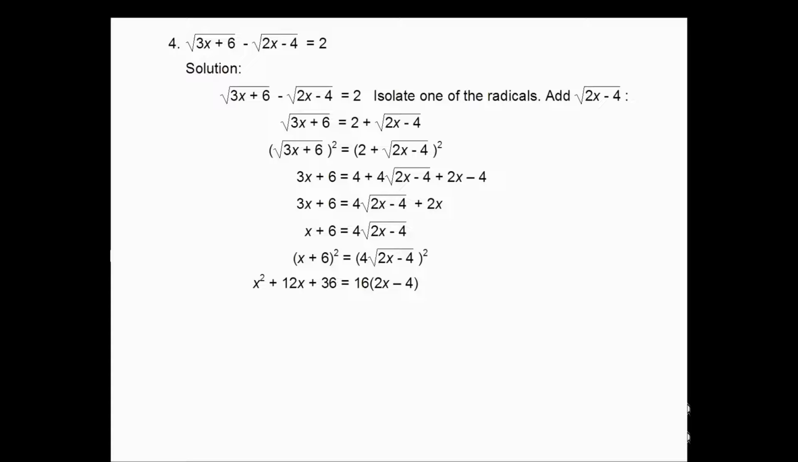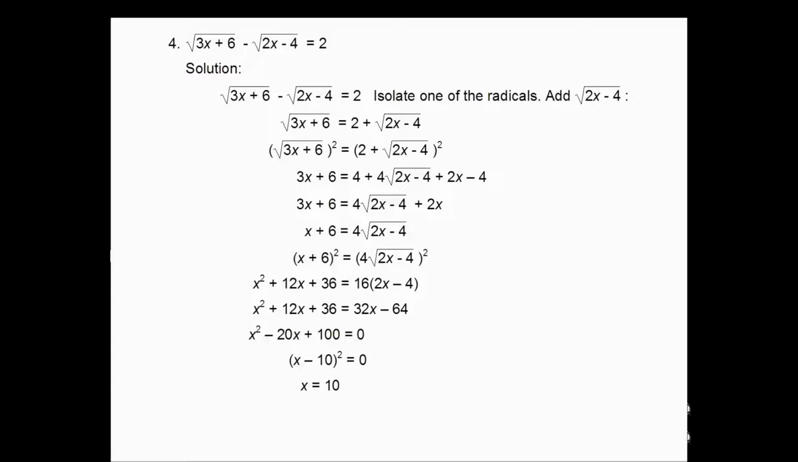Okay, on the right-hand side, I have to distribute the 16. So that'll give me 32x minus 64. So I'll have x squared plus 12x plus 36 is equal to 32x minus 64. Okay, I do have that x squared. Let's move everything to the left. Subtract 32x, add 64. So when I subtract 32x and add 64, I'll have x squared minus 20x plus 100. This is really x minus 10 squared, isn't it? Or x minus 10 times x minus 10 if you prefer. Taking square roots of both sides, I get x is 10.